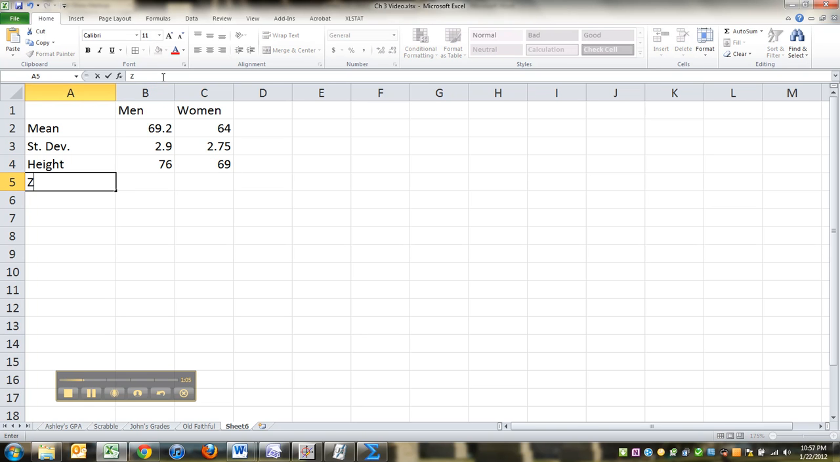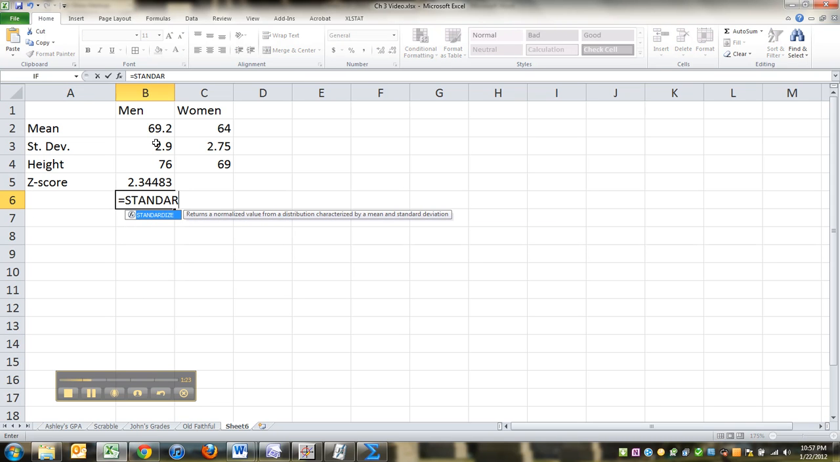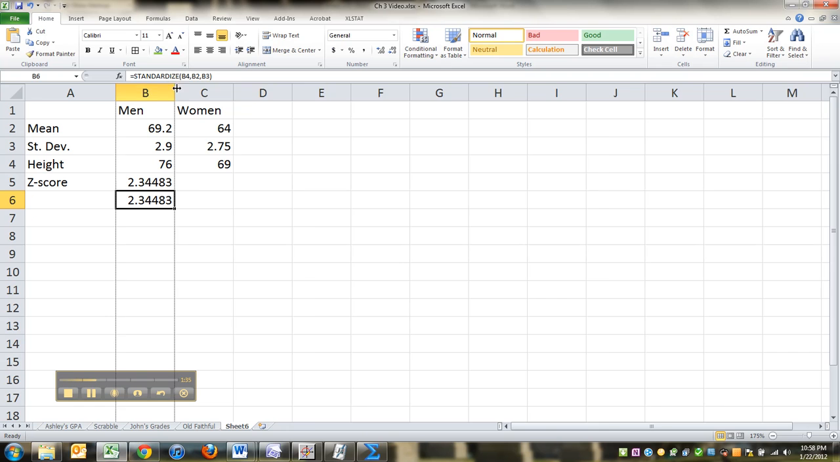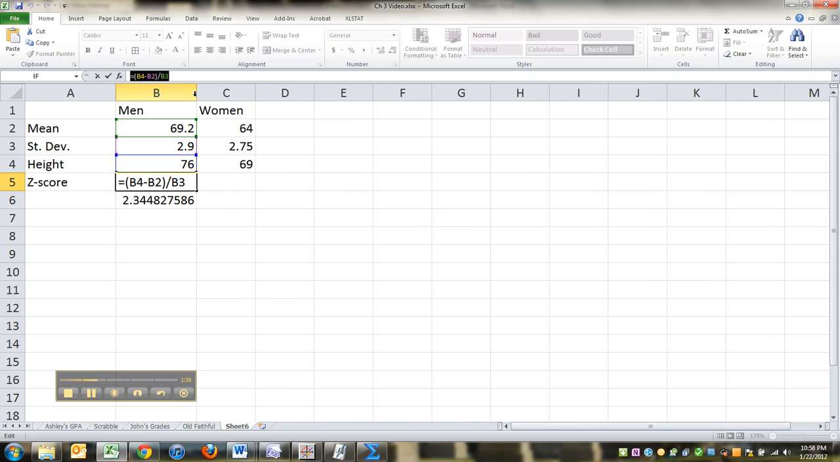All right, so how about the z-scores? Now you can do this two ways. You can type equals parentheses height 76 minus 69.2, close your parentheses, divided by standard deviation. That'll work. Or you can use the function standardize. See it right there? It wants to know the score, so 76, comma, the mean 69.2, comma, standard deviation 2.9. That'll work too. Beautiful, isn't it? So either type it longhand with the parentheses and then division, or use standardize as your function.